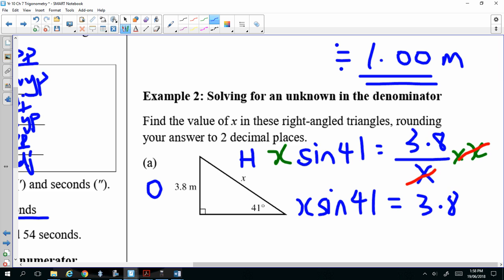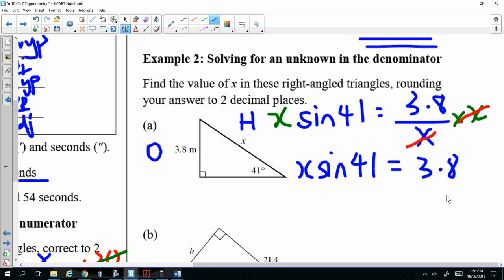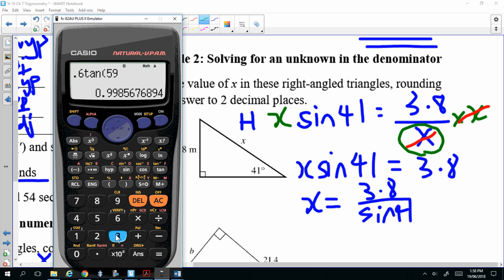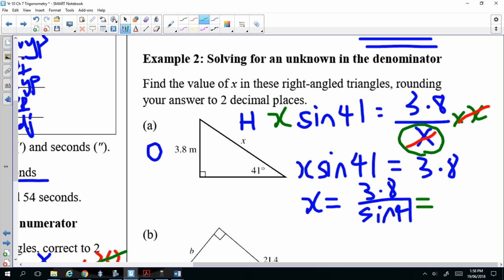And then to find x, you have to divide by sine 41 on both sides. So 3.8 over sine 41. So this is what you do when you have an x in the denominator. Okay, so you have to do one extra step, and then on your calculator you have to type in 3.8 divided by sine 41, like that. Okay, 5.79 correct to two decimal places.